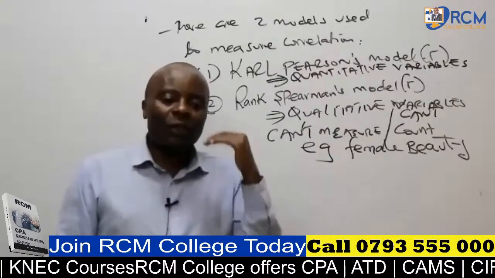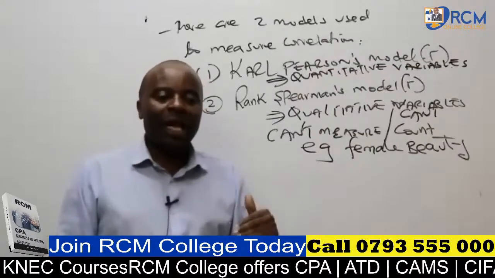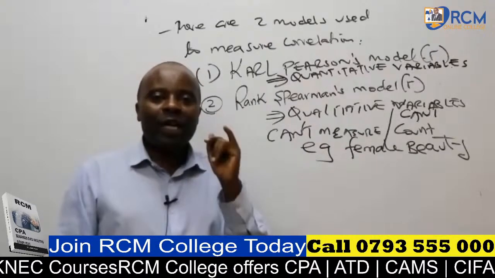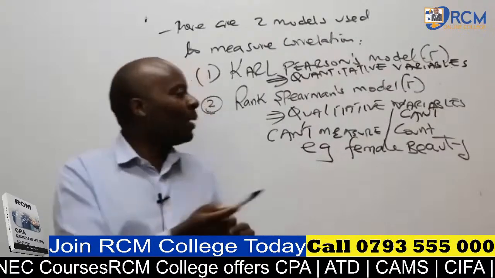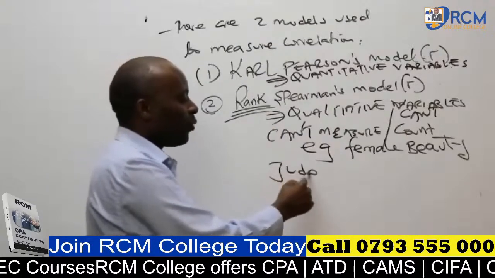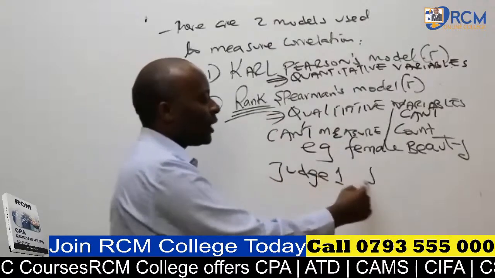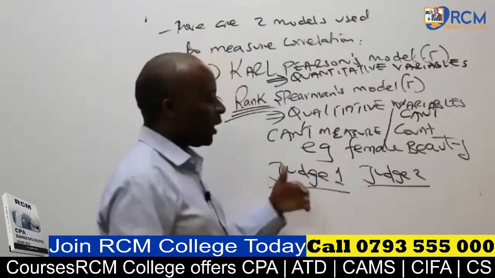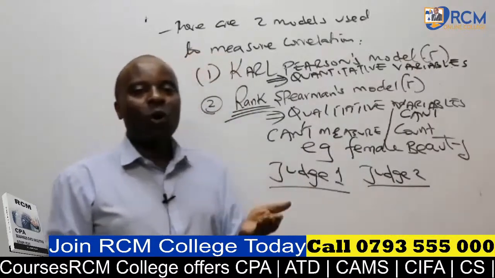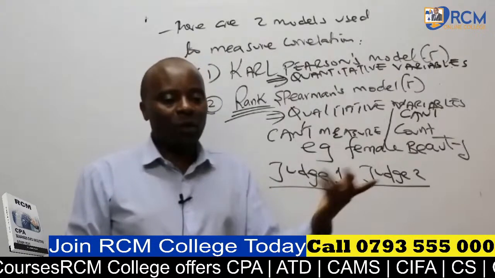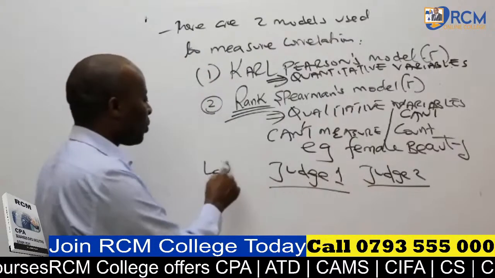And that is why, ladies and gentlemen, at the end of the day, in measuring qualitative variables, the only thing you can do is to have judges. For example, judge 1, and then judge 2. These judges will be gentlemen who are idlers out here. You get some idlers, and then you give them names of ladies.